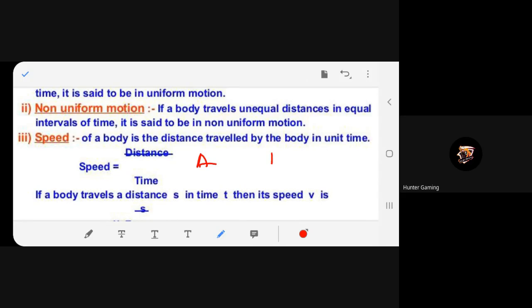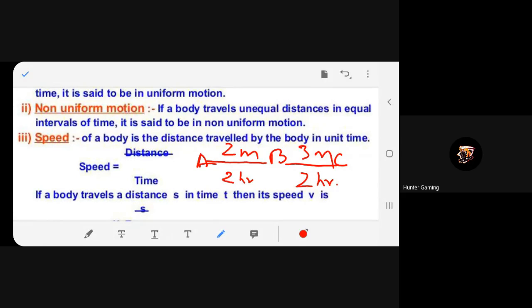A, B, C. Right? Now from here to here it is traveling, this is 2 meter, and this is 3 meter. But the time is 2 hours. The time is 2 hours. Understood now? The time remains the same, but the distance covered will be different.